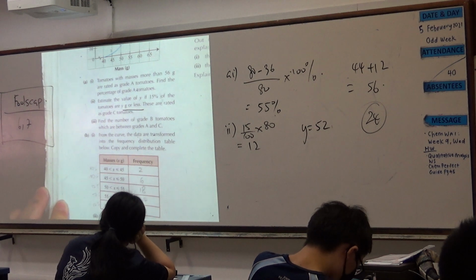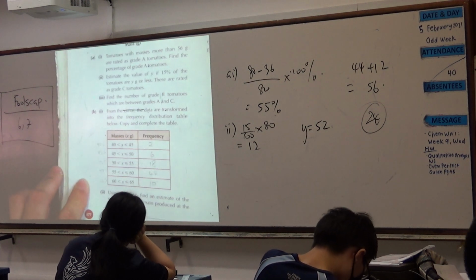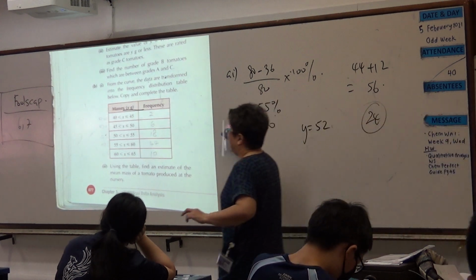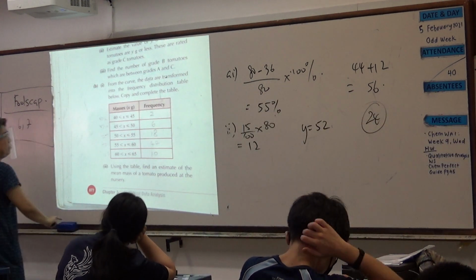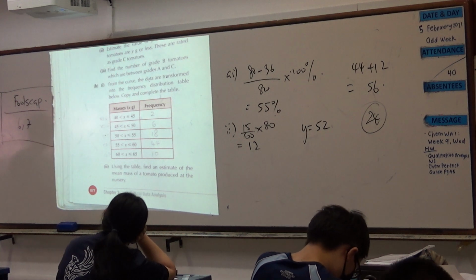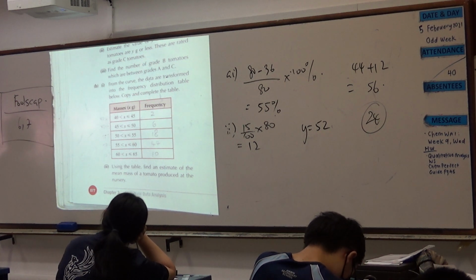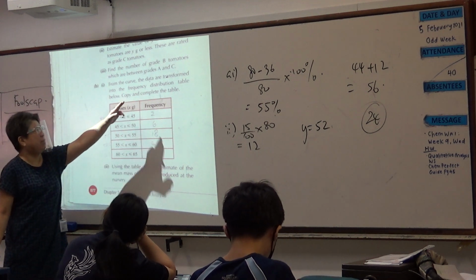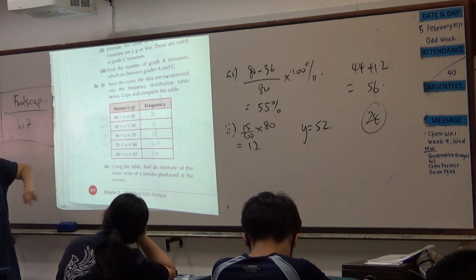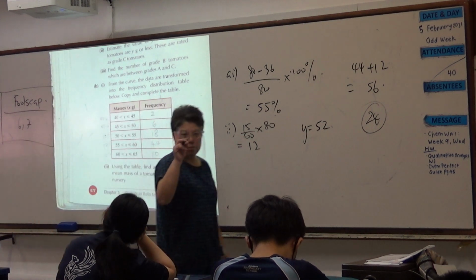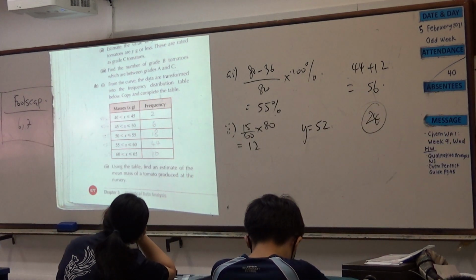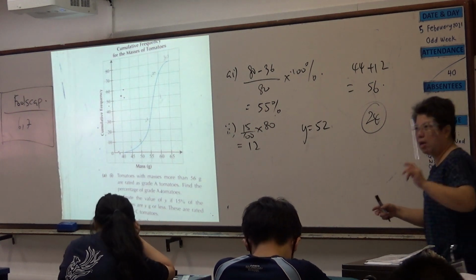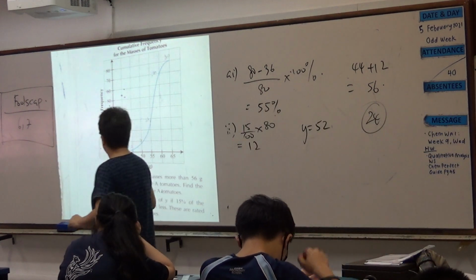This is the one that I really want to go through because it came up in the exam and a lot of people don't know how to do it. Now, all of you look at part 1. From the curve, the data are transformed into the cumulative distribution table below. Copy and complete the table. But first of all, I need you to look at the curve first.